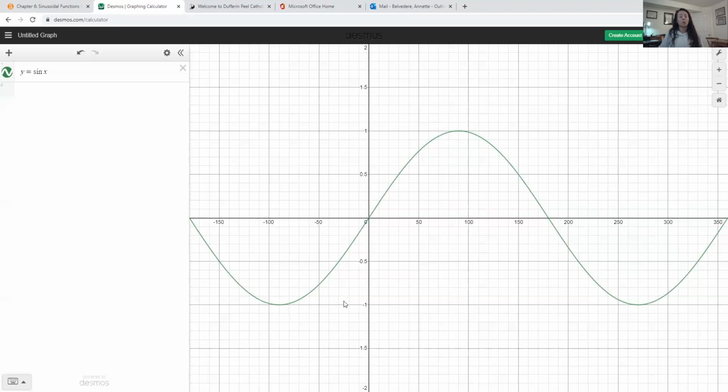Honestly, that's pretty much it for Desmos, okay? It's pretty straightforward. Good luck and have a lot of fun.